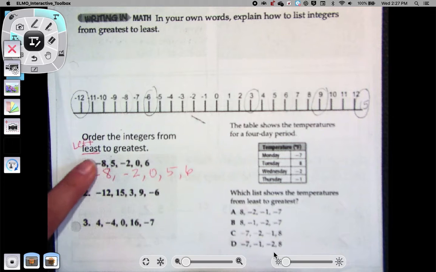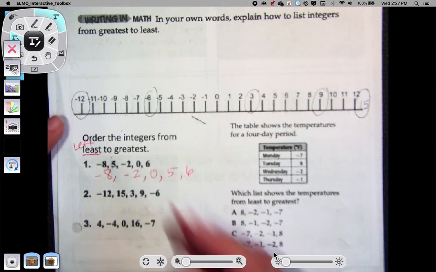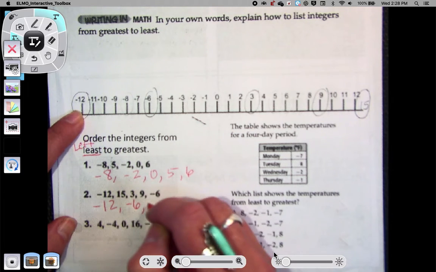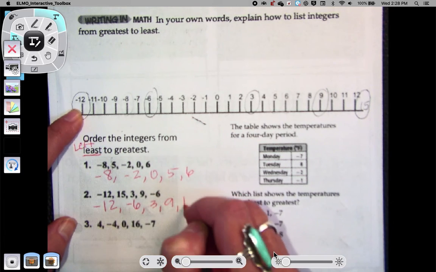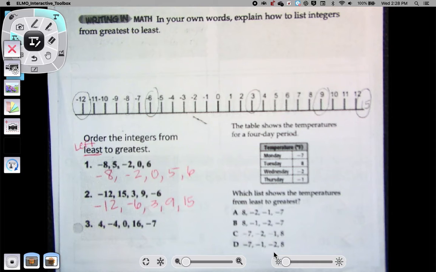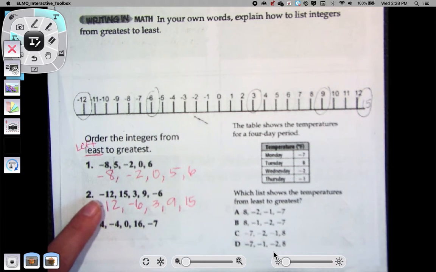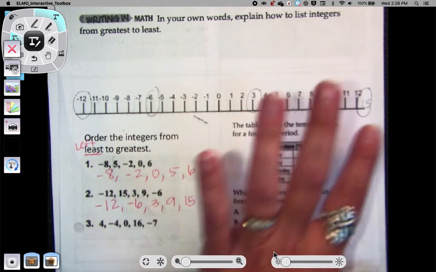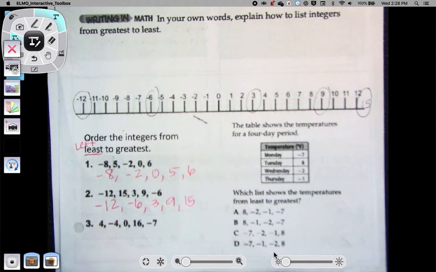We're still working from least to greatest, so I would start with the integer on the left and work to the right. Because the direction said from least to greatest, I would start on the left. Of course, if it said greatest to least, I would start on the right.